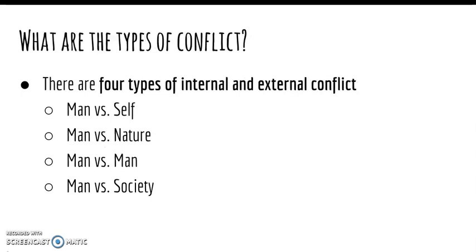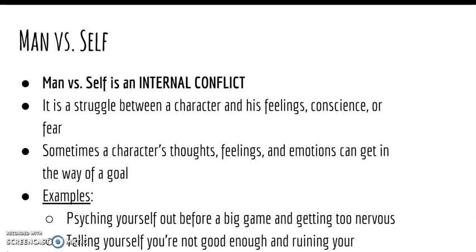What are the types of conflicts? There are 4 types of internal and external conflict. The first is man versus self, the second is man versus nature, the third is man versus man, and the fourth is man versus society. Now we're going to go into detail talking about each of the 4.